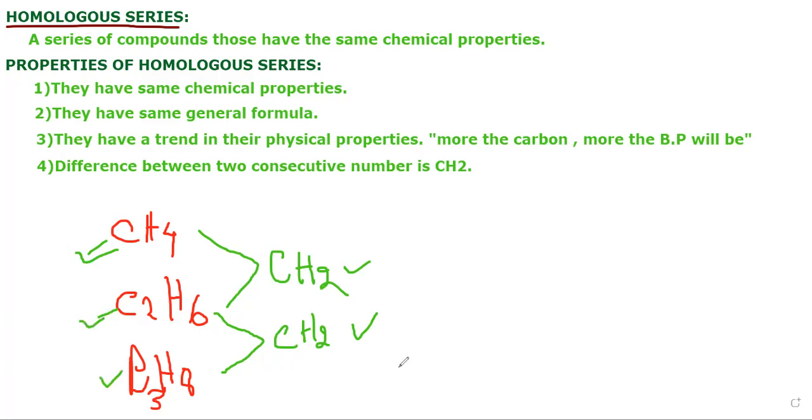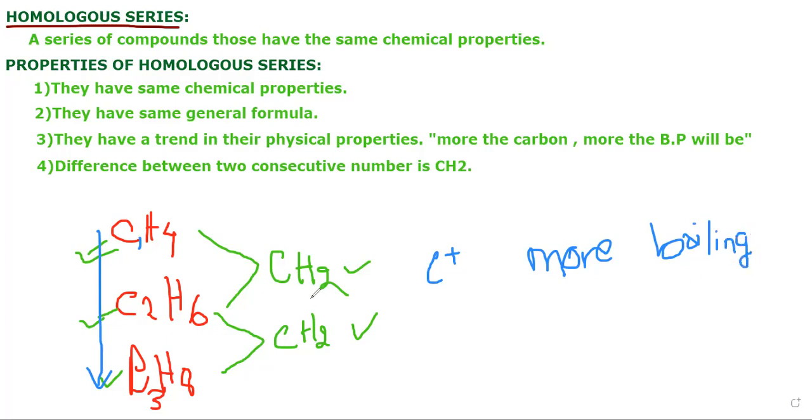And one more thing that needs to be mentioned is, as there is one carbon atom, two carbon atoms, three carbon atoms, the number of carbon atoms is increasing here. This will result in a higher boiling point. To maintain the same trend, as we know, more carbon atoms means a higher boiling point.